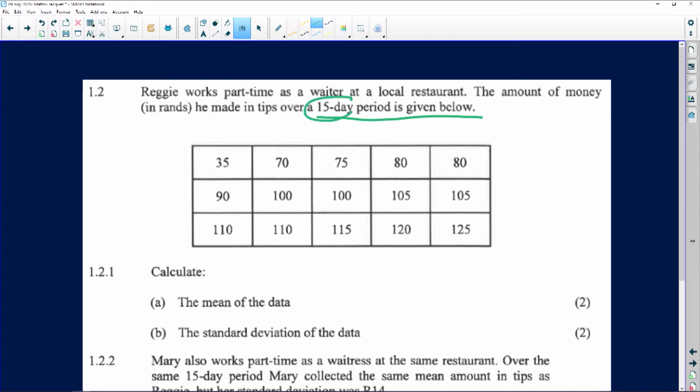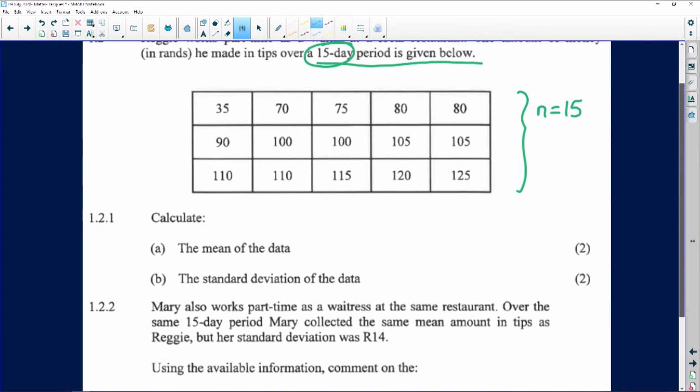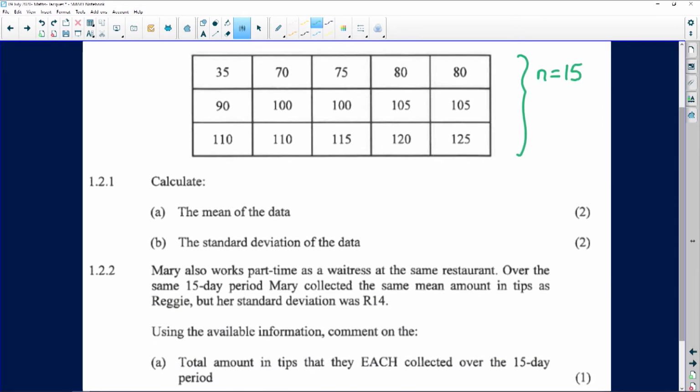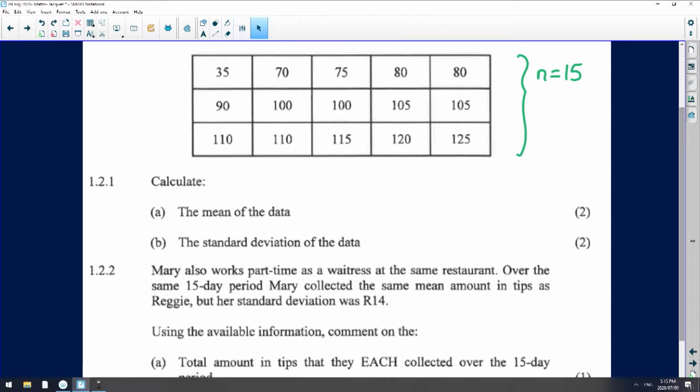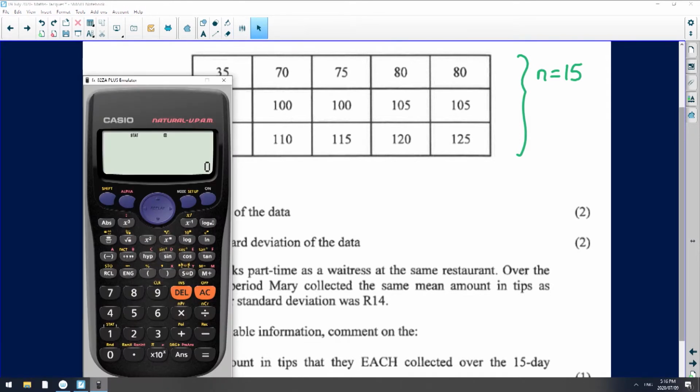You can see there are 5 per row, so there are 15 data items. I'm just going to write this as N. The number of data items is 15. Now they ask us to calculate the mean of the data. Now folks, for that you need your calculator. So let's fetch our calculator.